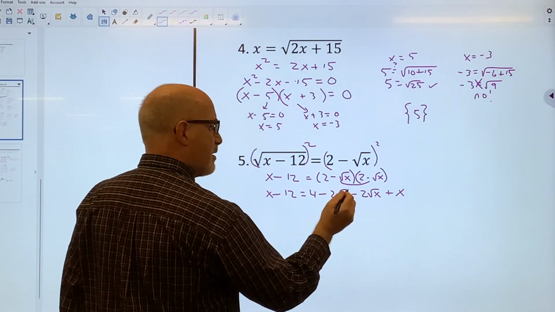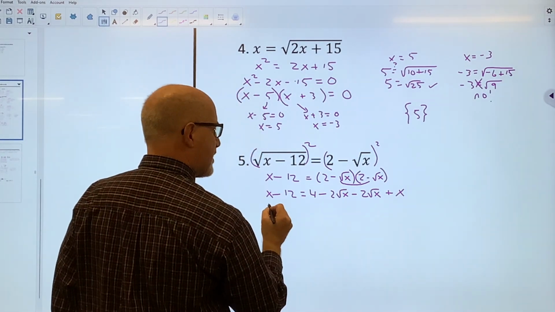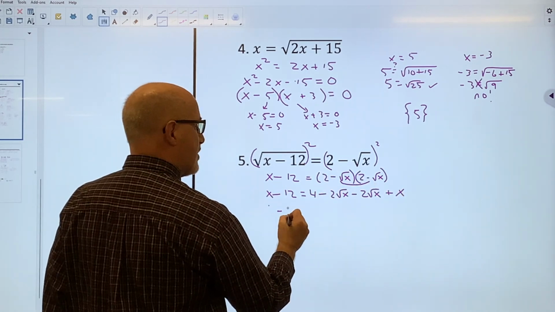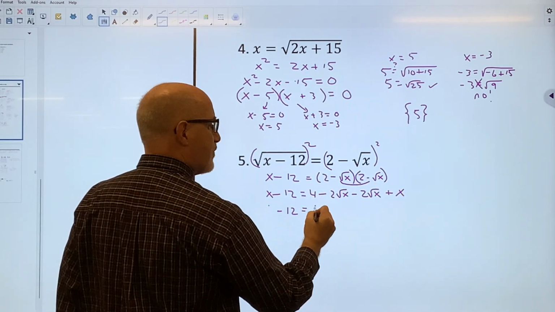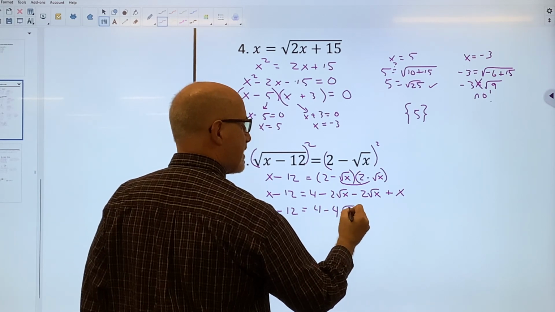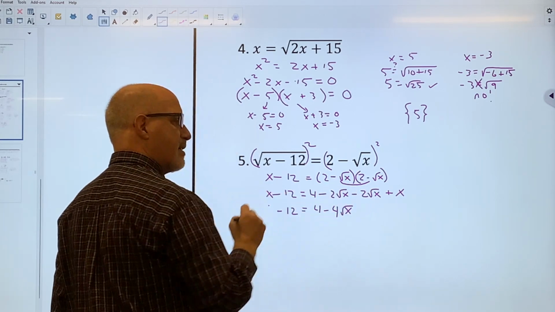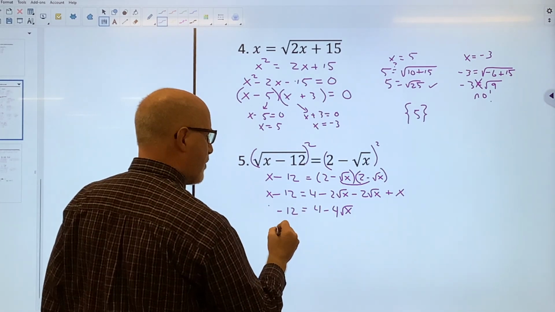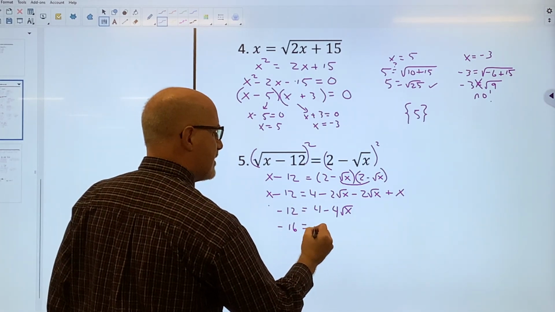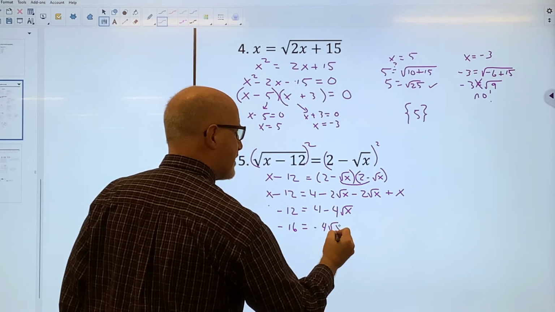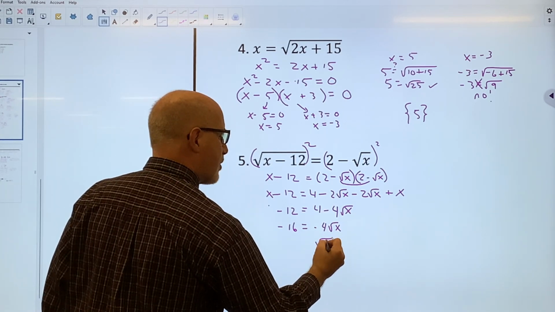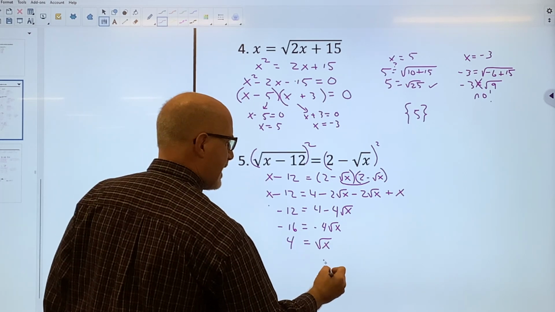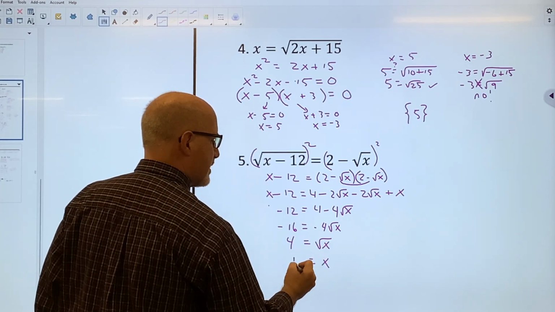Now I'm going to go ahead and combine terms. So if I subtract x on both sides, notice there's no more x's. So negative 12 equals 4 minus 4 square roots of x. Negative 2 square roots of x minus 2 square roots of x is negative 4 square roots of x. Subtract 4, you get negative 16 is equal to negative 4 square roots of x. Divide by negative 4, you get square root of x is equal to a positive 4. Square both sides and you get x is equal to 16.